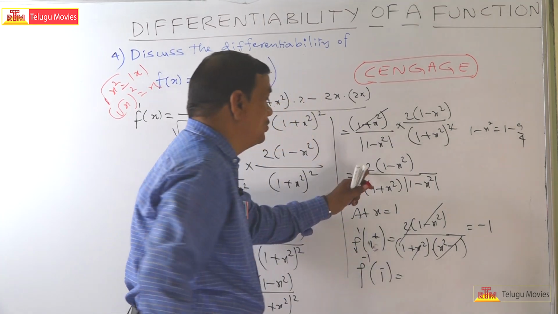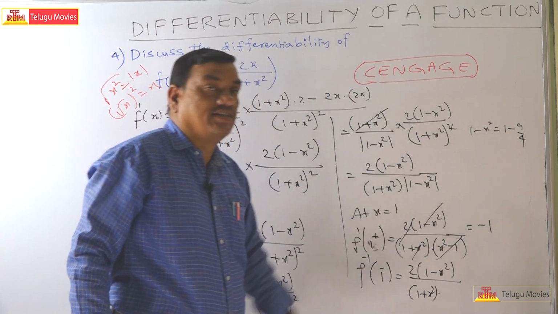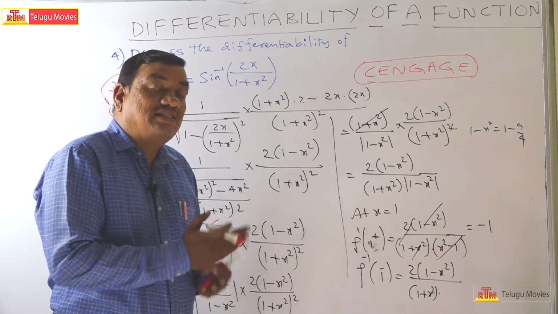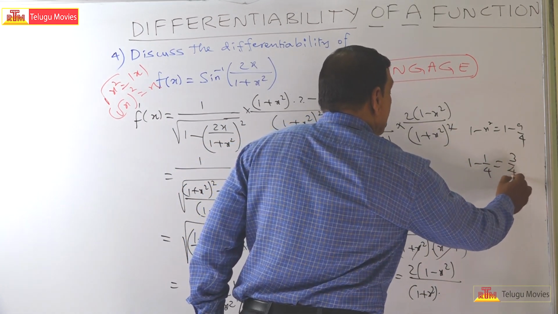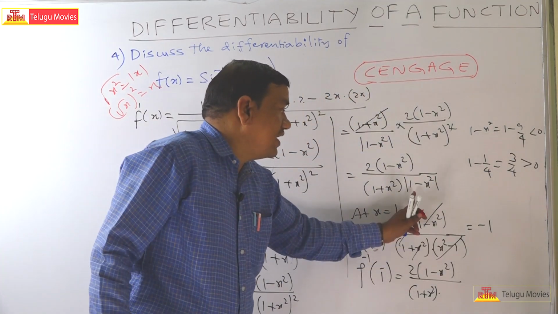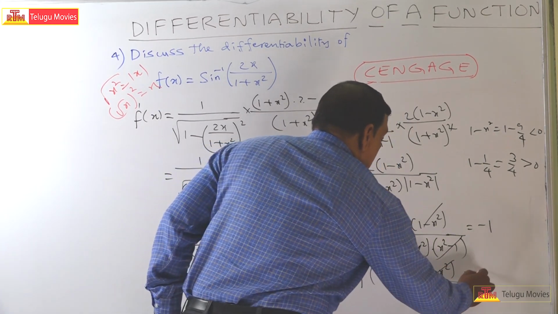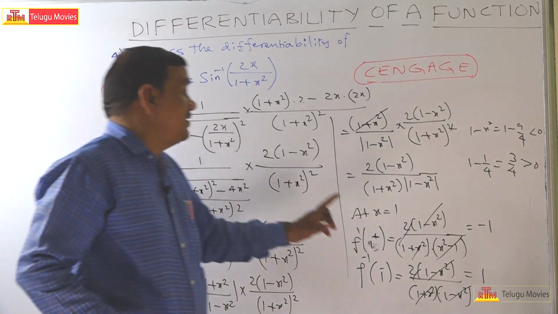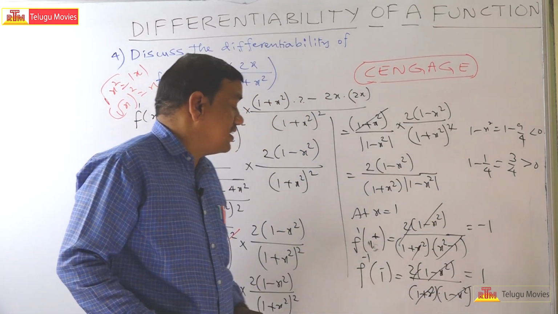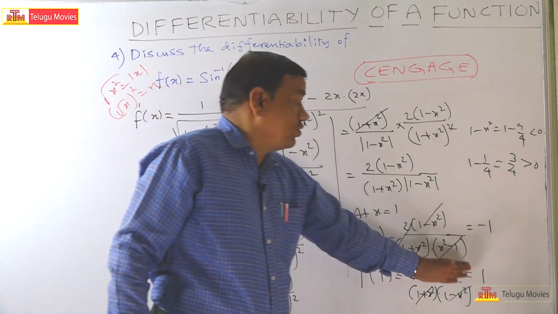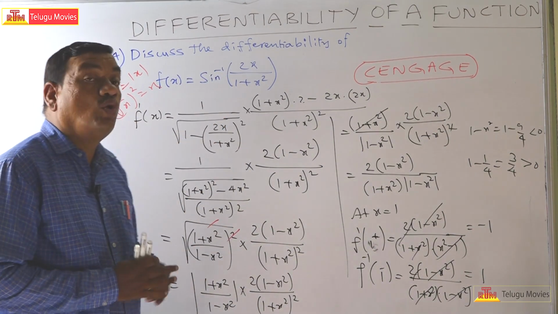That is f dash of 1 minus, which is 2 into (1 minus x square) by (1 plus x square) into modulus of (1 minus x square). Now what about the 1 minus x square value? x is less than 1. Take any one value, for example 1 by 2. So this is 1 minus 1 by 4, that is 3 by 4. It is greater than 0. So here 1 minus x square is positive, which means you will get 1 minus x square only. This will get cancelled, and you are getting 1. That means at x is equal to 1, the right hand side derivative is minus 1, and the left hand side derivative is equal to 1. Both derivatives are not equal, therefore the function is not differentiable at x is equal to 1.